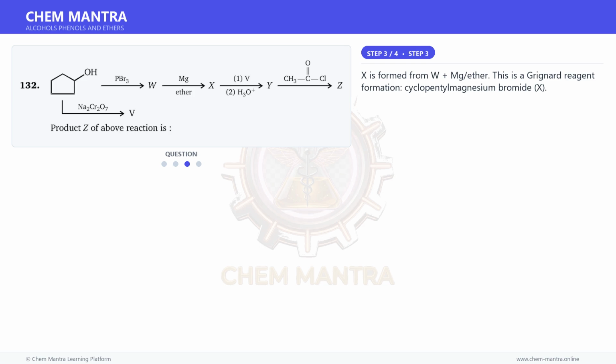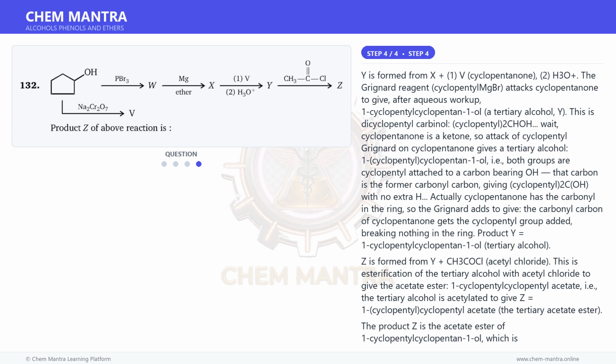X is formed from W plus Mg, ether. This is a Grignard reagent formation, cyclopentyl magnesium bromide, X. And for the final step, Y is formed from X plus 1, V, cyclopentanone, 2, H3O+.